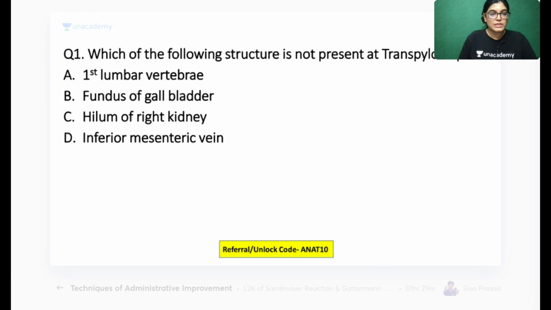Okay, so yes, many students have given the answer: inferior mesenteric vein, absolutely right. Actually, the inferior mesenteric artery corresponds to the lumbar vertebra L3, and it does not correspond to the transpyloric plane. All the structures which have been mentioned here lie at the level of the transpyloric plane.